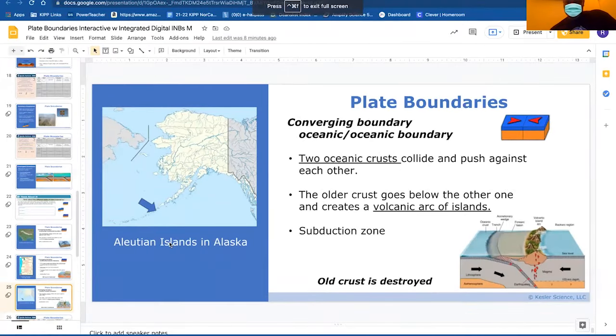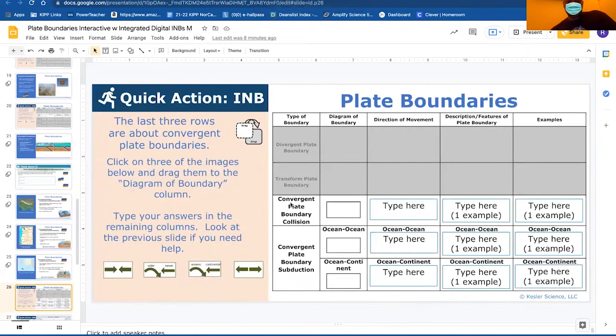All right, we're going to continue on. So here you're going to do the same as you did on those other slides, but for the last three: convergent plate boundary and convergent plate boundary. Ocean to ocean, ocean to continent. So here we've got a couple different things. Put your examples there. Move these plate directions in and move on.